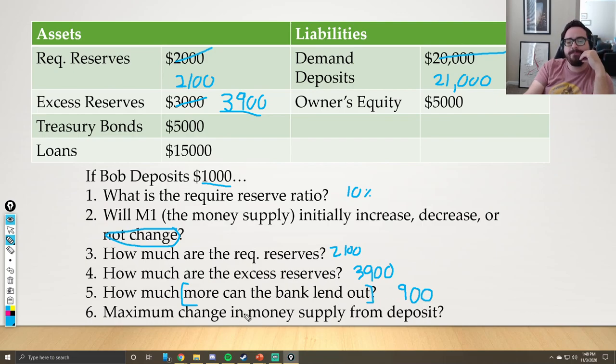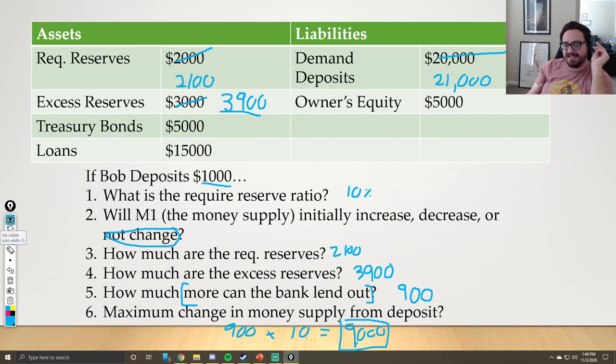That's the usable money. And then what is the maximum change in the money supply from their deposit? Actually, the same exact answer as the previous one. I take the change in excess reserves, 900, times the multiplier, 1 over 0.1. 1 over 0.1 is 10. The money supply could go up by $9,000 here. $9,000 is the amount that it could go up by. So that's a T account problem. That is a bank balance sheet problem.